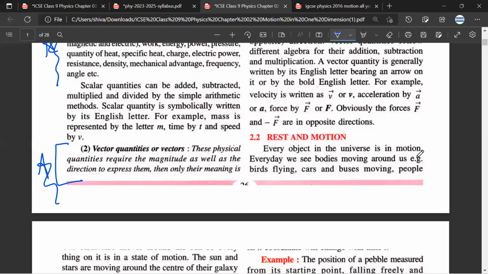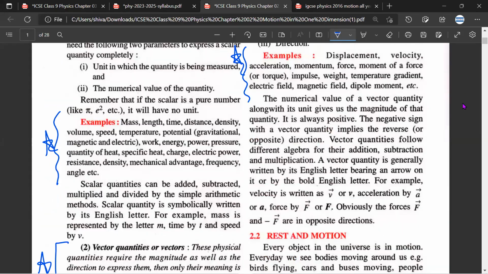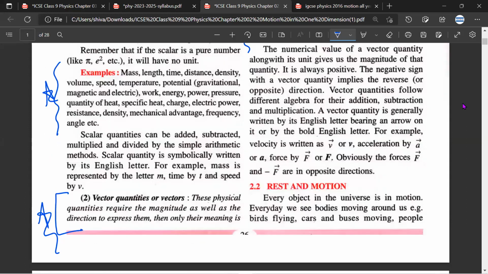Now, another thing that you need to understand is you will do that chapter in maths also. For adding and subtracting vectors, there is a separate topic in maths which is taught, vectors. They follow the rules of vectors. Have you understood what I said? Yes, sir. That is why they have written that vector quantities follow different algebra for their addition, subtraction, and multiplication. This is a topic which is done in maths: vector addition, vector subtraction, vector multiplication.